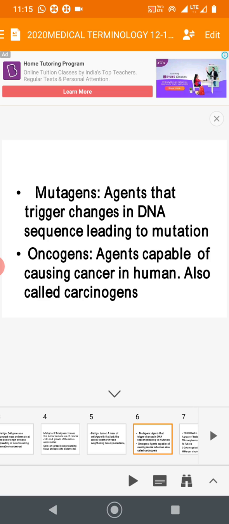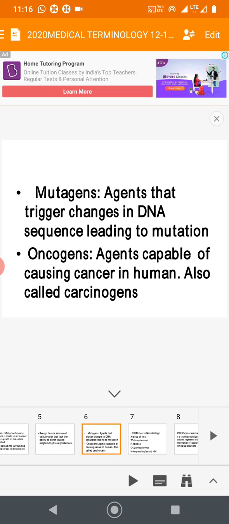So oncogenes or carcinogens are agents capable of causing cancer in humans. They are chemicals or agents or substances capable of causing cancer in humans. Some of the plastics, some of the chemicals like orthotolidine. There are many chemicals which cause cancer. Carcinogenic agents. So nicotine, whatever causes cancer, is called a carcinogen, which is capable of causing cancer in humans.